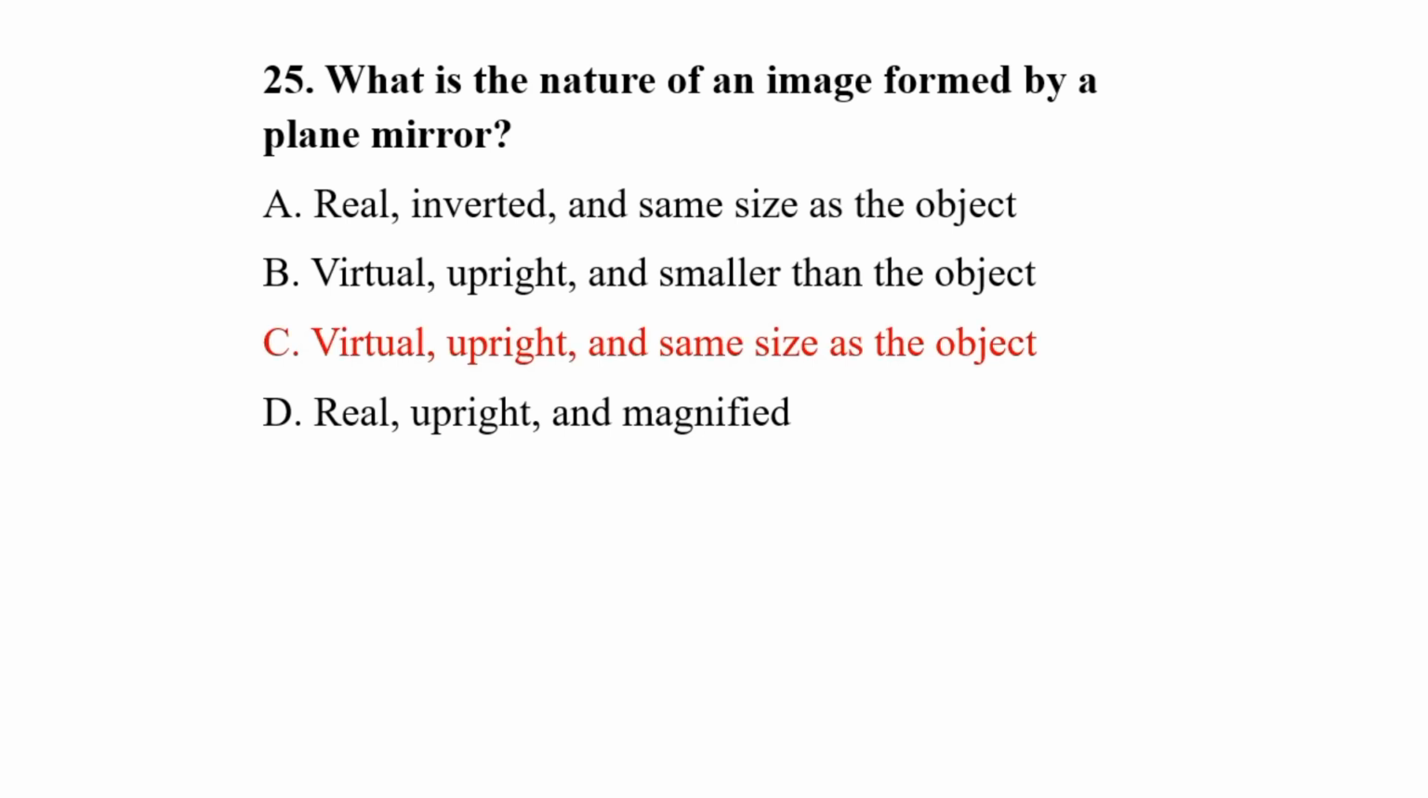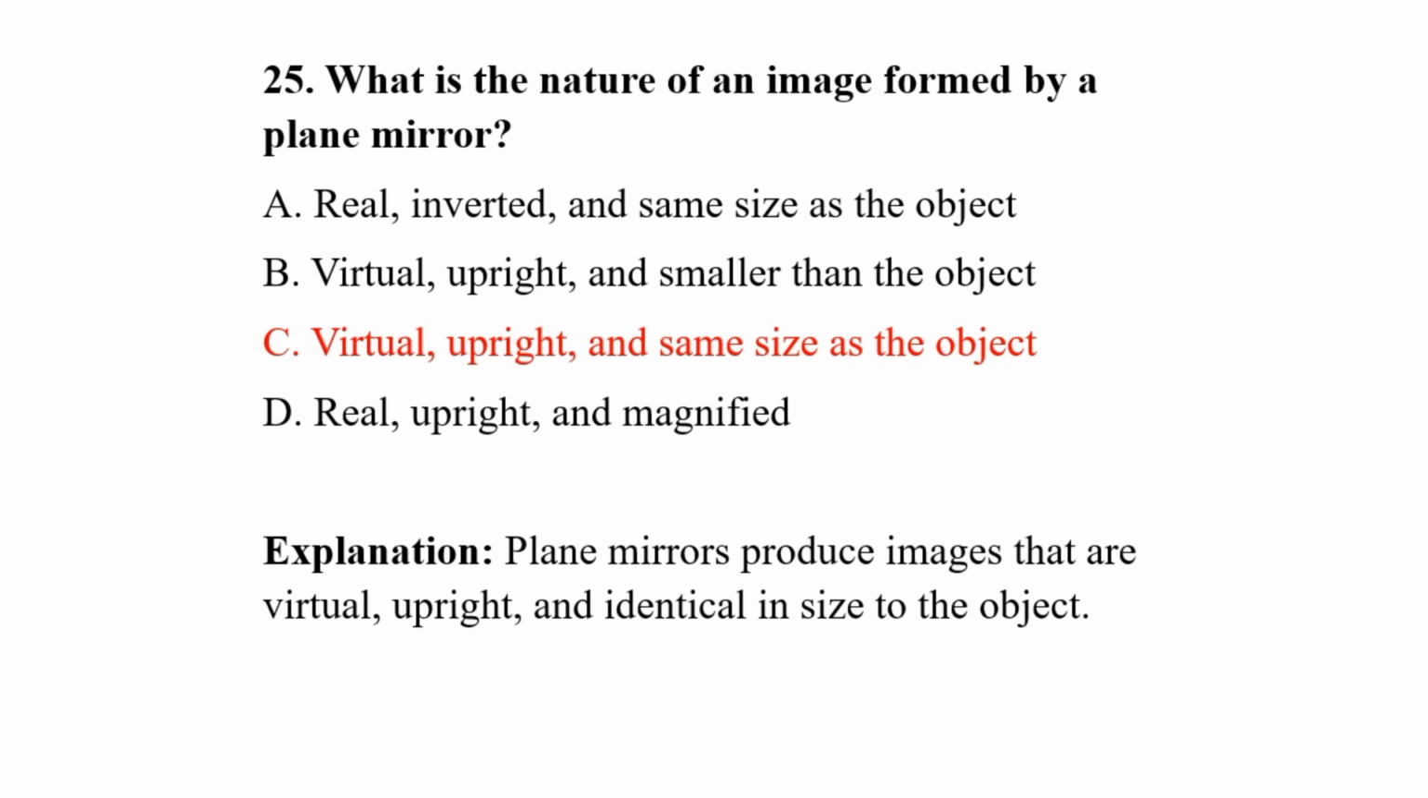The answer is virtual, upright, and same size as the object. Plane mirrors produce images that are virtual, upright, and identical in size to the object.